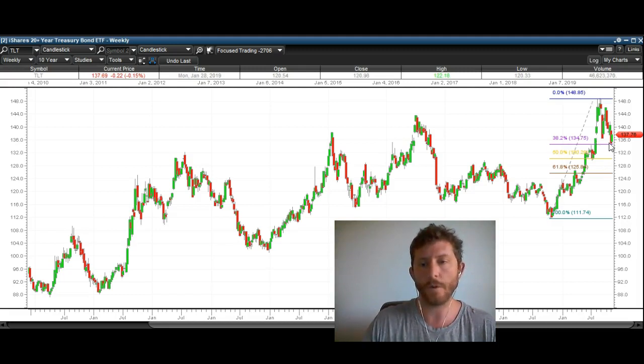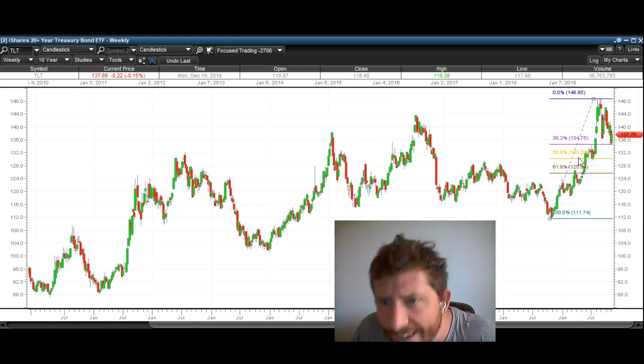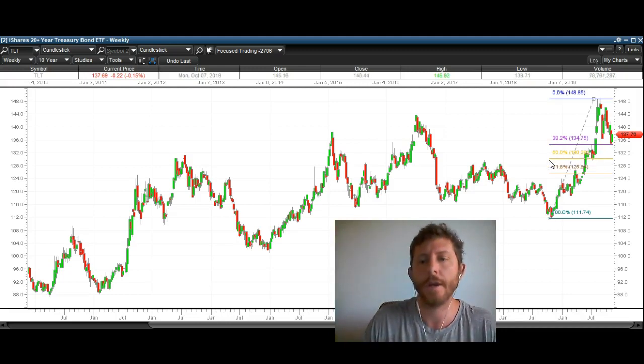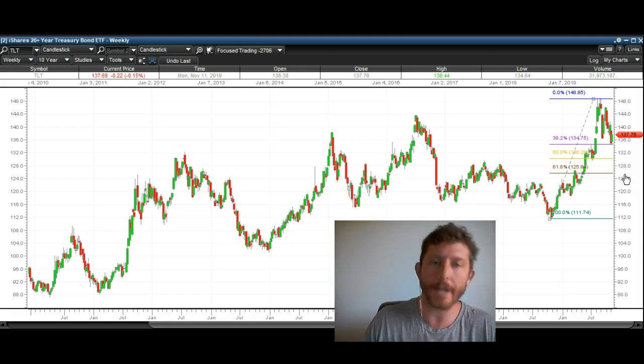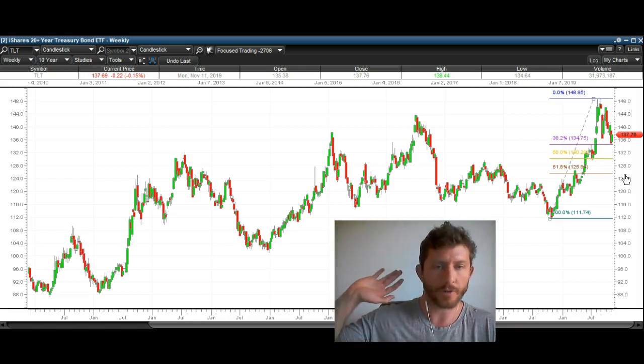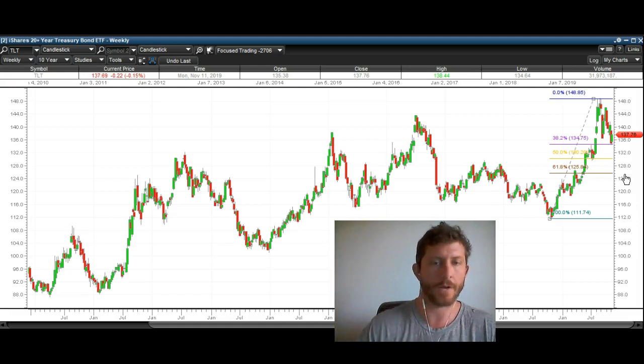Targets would be 135, 130 is that 50% Fibonacci retracement level, and then ultimately 126. Again, this is a long-term play here. Okay, so I'm not looking to buy weekly options or anything like that. I'm looking to buy options that expire many months from now.